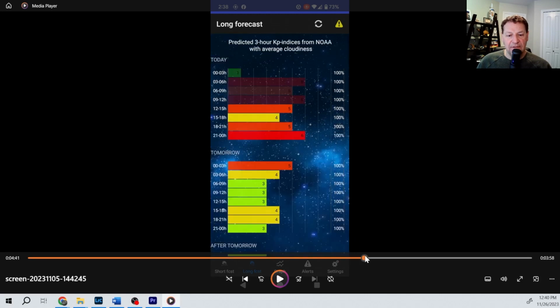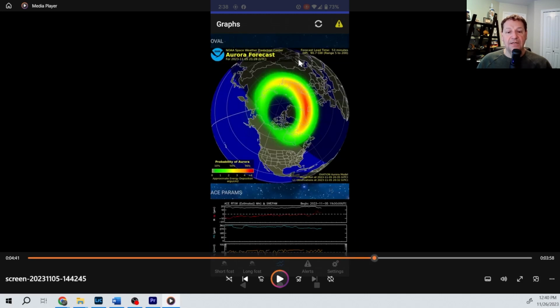If you scroll on, there's the third app here. This is what I recommend people use at night. It's the NOAA 30-minute forecast, straight off the NOAA website. That's exactly what it looks like on the website.